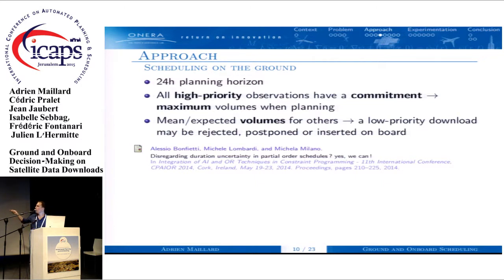So how do we do that? We have a 24-hour planning horizon on the ground, and the plan is recomputed every 8 hours, on a moving horizon. We have two priorities, high priority observations and low priority observations. We want to ensure that all high priority observations are downloaded, so they all have a commitment. That means we are sure they will be downloaded, so we have to take the maximum volume for these observations to ensure that the plan will be executable. But for the others, we will take the mean or expected volumes.